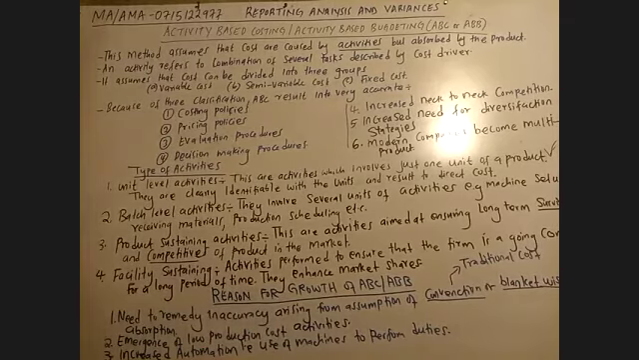Now, factors that limit the adoption of ABC. Number one, inability to establish appropriate cost drivers. Remember, we are on factors that limit the adoption of ABC.